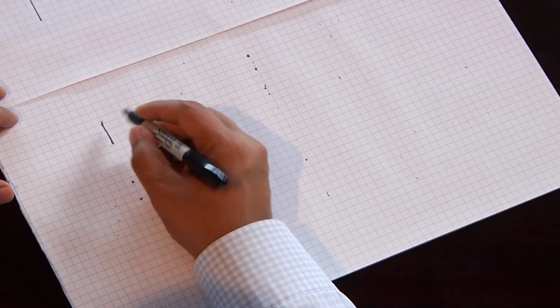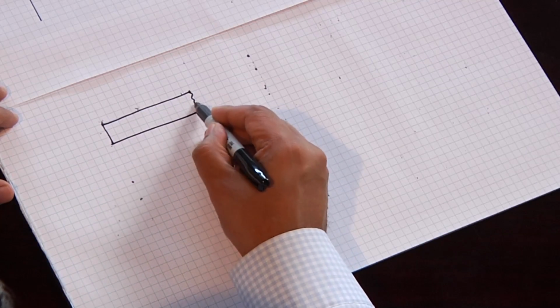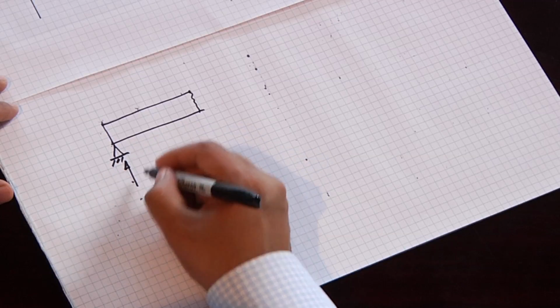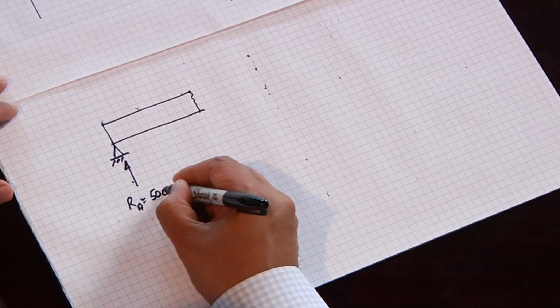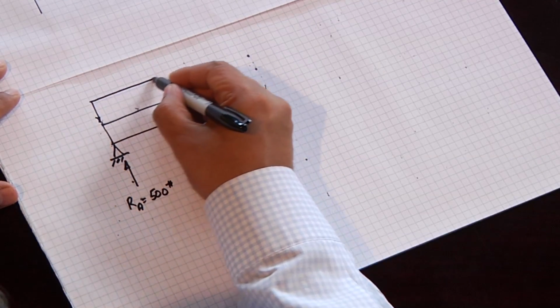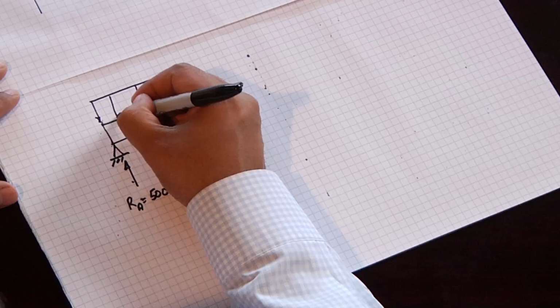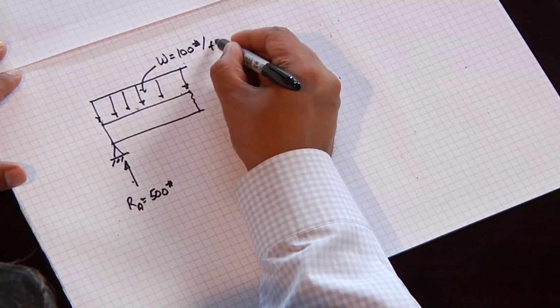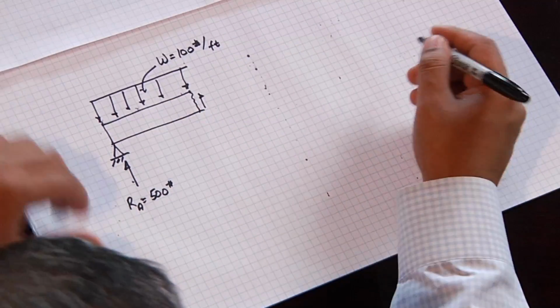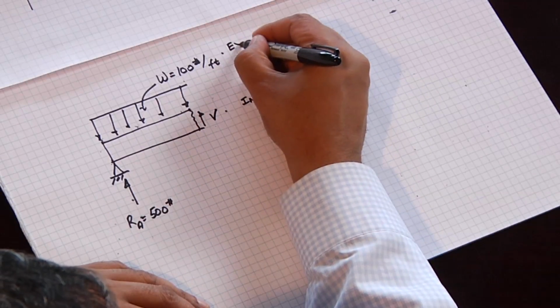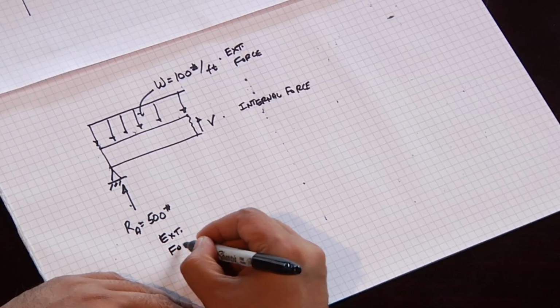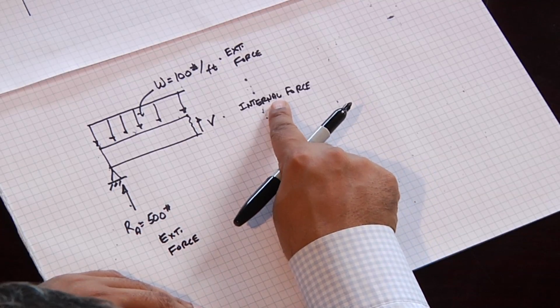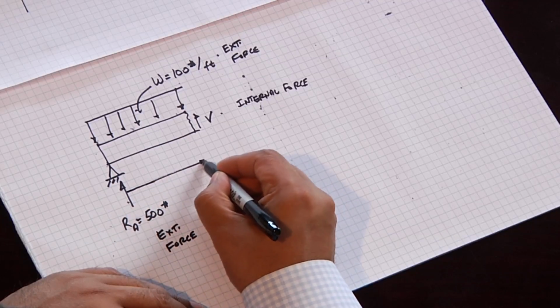If we do a free body diagram, we're going to cut a section of this beam, and we're going to start from the left-hand side. We know our reaction is 500 pounds, but we have a uniform load, which is W equal to 100 pounds per foot. And we have some reaction here, V, which is the shear in the beam. This is an internal force. This is an external force. This is an external force. And this is an internal force. We will say that this is occurring at some distance x.